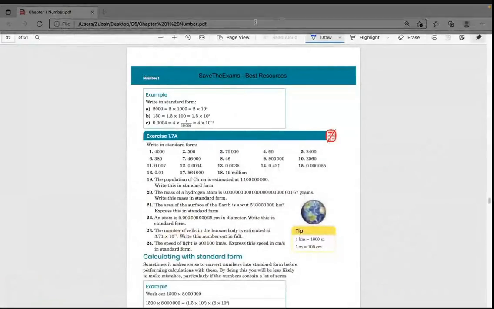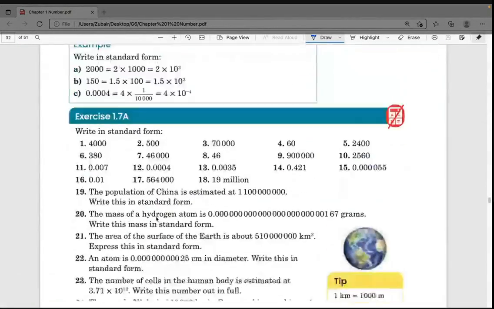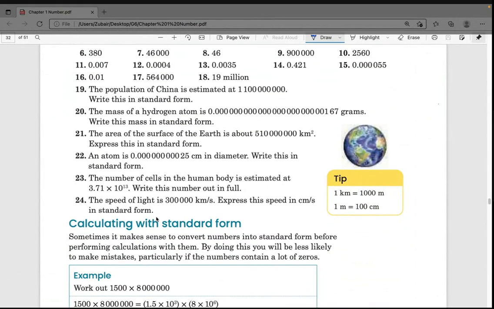Let's attempt some more questions. Number 19 says the population of China is estimated at this much number. Write this in standard form. So we count the zeros 1, 2, 3, 4, 5, 6, 7, 8, and then one more. So this is 1.1 into 10 raised to the power 9. I've moved 9 places to the left, so I will increase the power by 9.